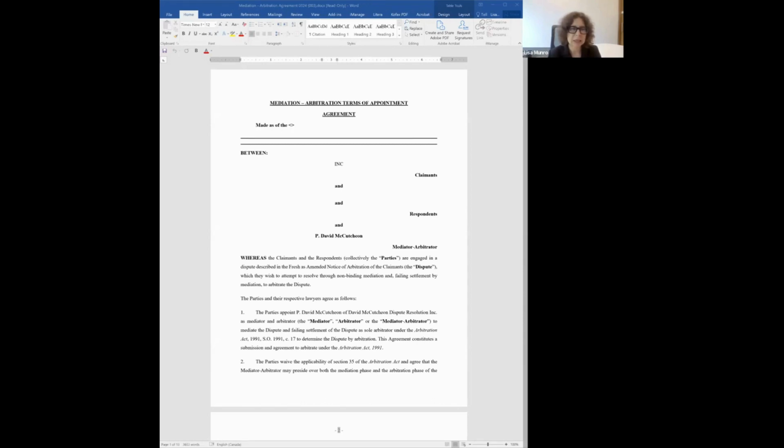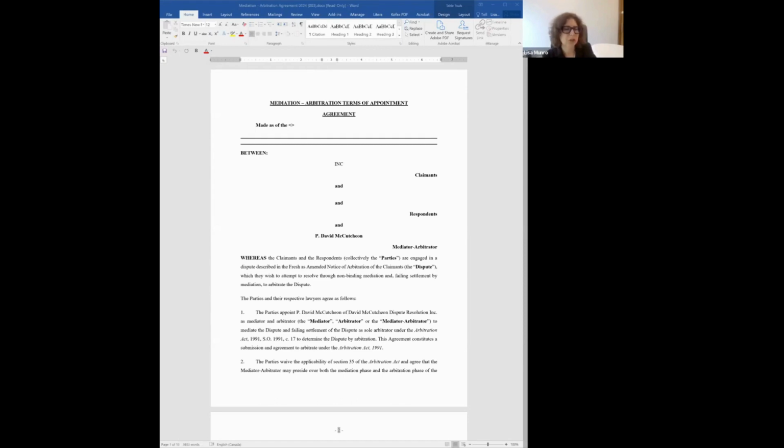This session is particularly interesting, I think, because there's not a lot of information about Med ARBs, how they work. I think there are some pitfalls for parties, counsel, and the mediator arbitrator, and I think David's terms of appointment and our discussion today will alert you to those. We've already heard in the last session about the pros and the cons of mediation and arbitration, but what you're going to hear from David today is what it's like to actually practice in this area and things that he's learned as a result of that.